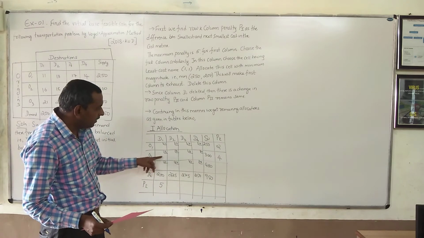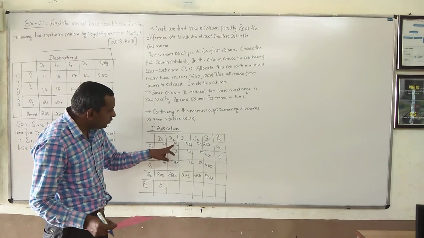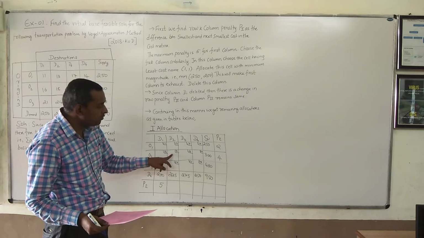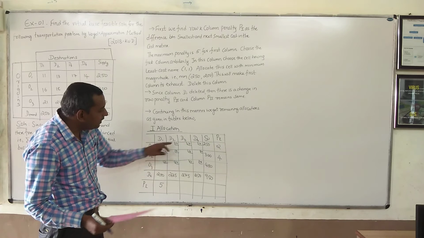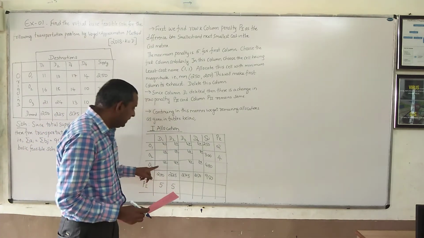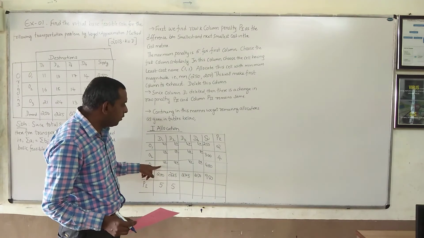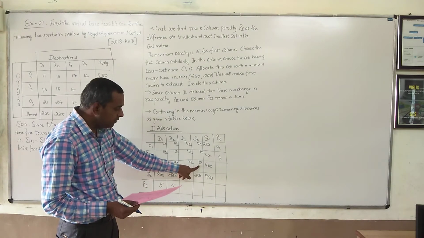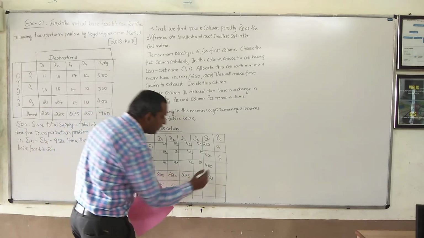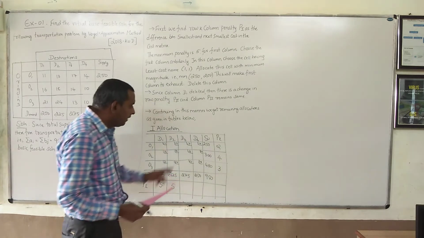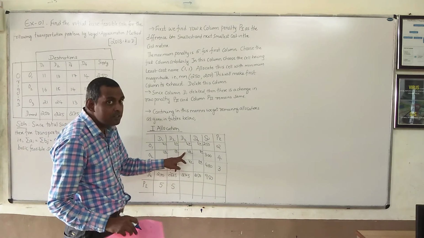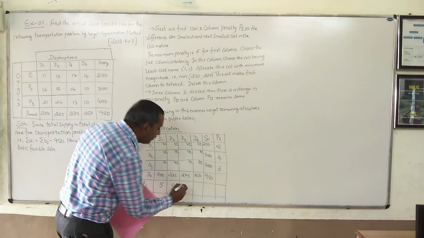Whereas here in the next column, which is the smallest? 13 is the smallest and the next smallest is 18. So 18 minus 13 is again 5. Coming to this third row, which is the smallest? 10 is the smallest and the next smallest is 13. So the difference is 3. Whereas for this column, 13 is the smallest and the next smallest is 14. So it is 1 here.